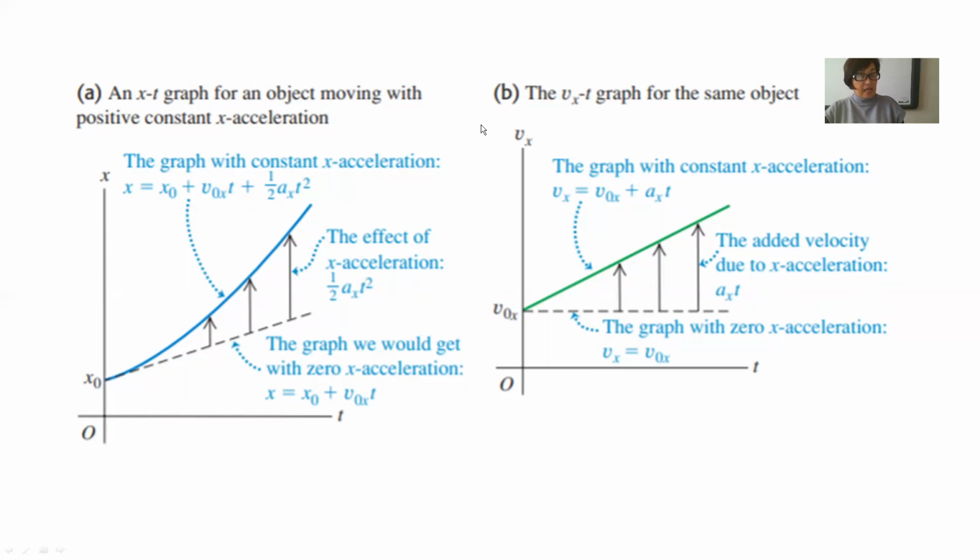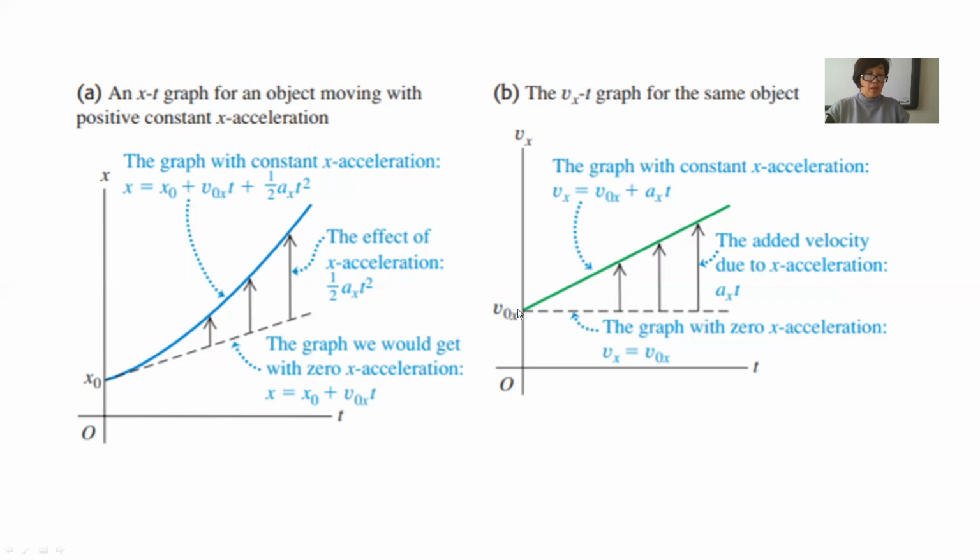But the second diagram is the v versus t graph for the same object. The initial velocity equals zero, and this is the graph with constant acceleration, because the initial velocity equals zero and the final velocity equals acceleration multiplied by t.